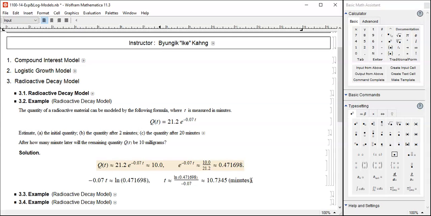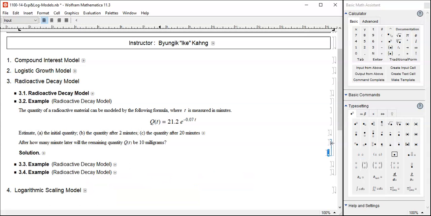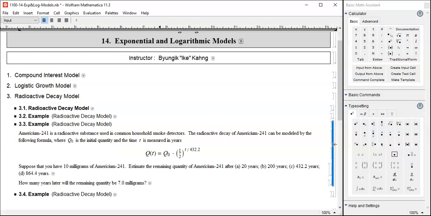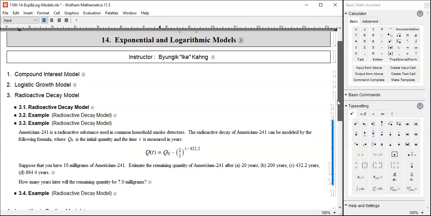Okay, take the logarithm and flip over. We get about 10.7 minutes. That's about it. Easy, isn't it? Just a straightforward exponential equation solved with the natural logarithm. How about the next problem?